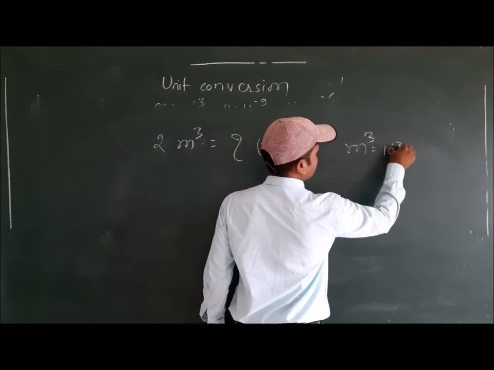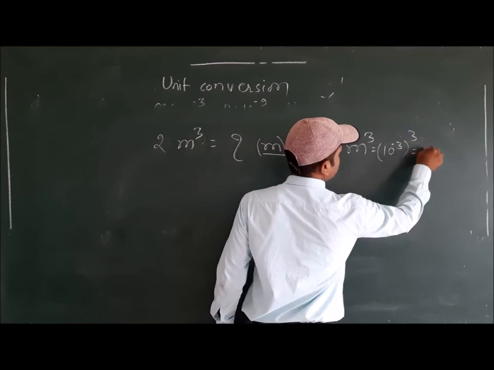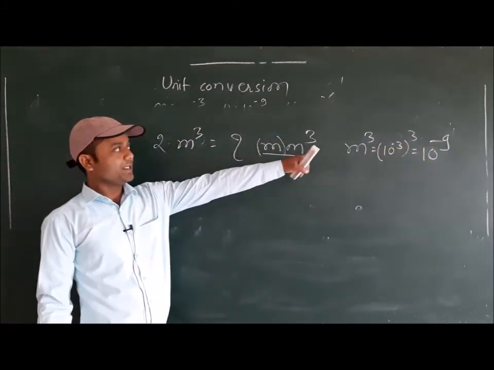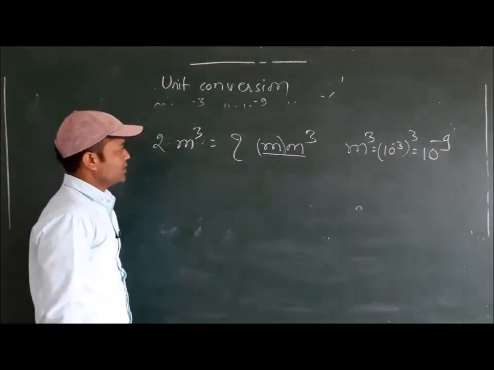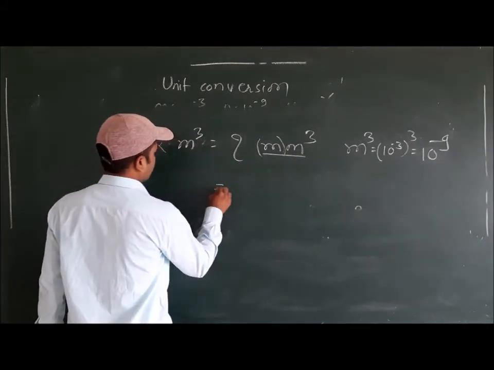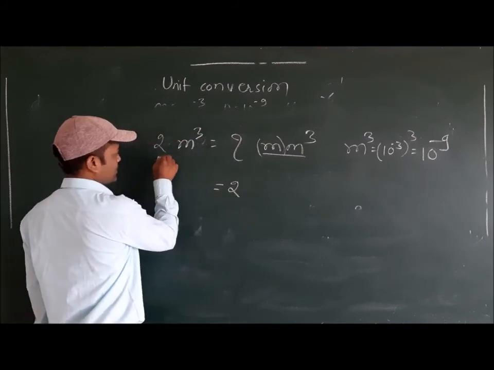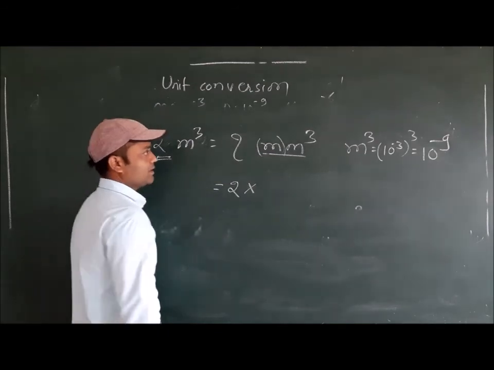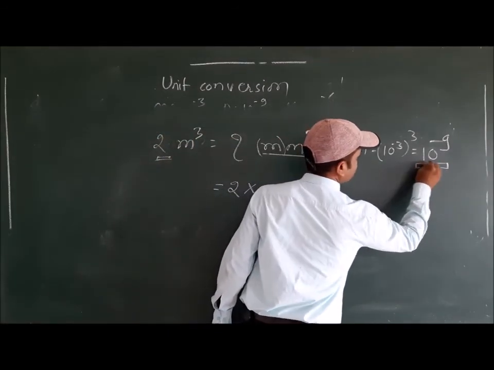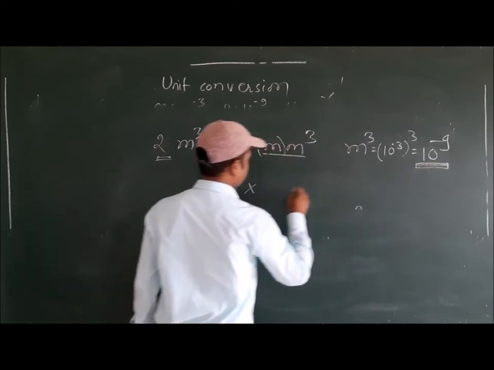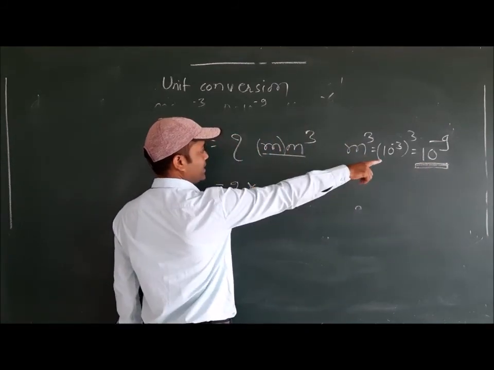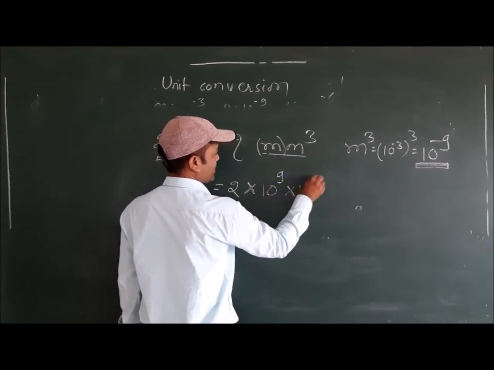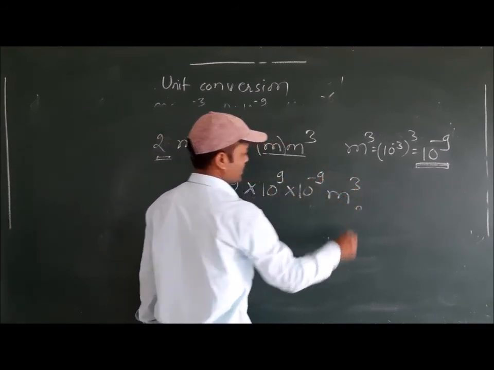10 to the power minus 3 is the value of milli, and again cube means 10 to the power minus 9 is the value of milli cube. So what I do, I keep 2 as it is because it is the original value, and I have to add a milli cube here. Hence I keep the opposite value of milli cube, 10 to the power 9 into 10 to the power minus 9 milli cube.